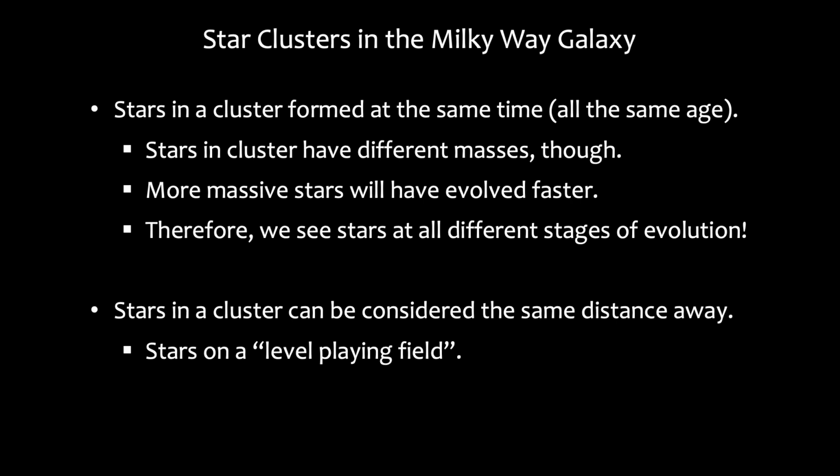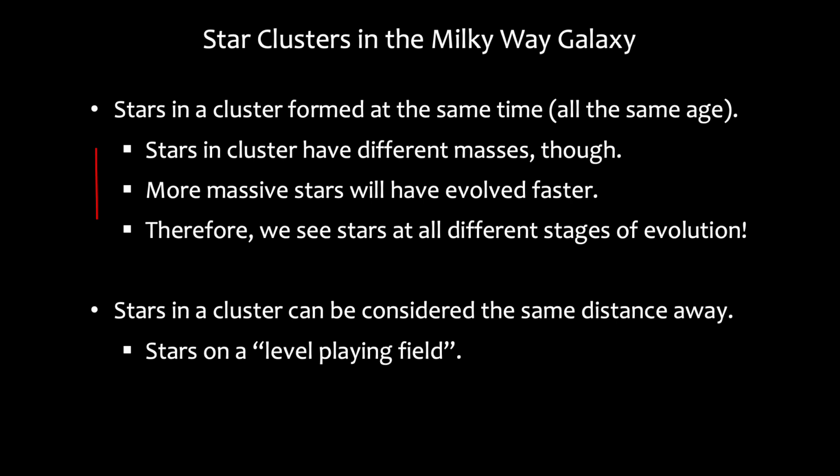Again, observationally, this tends not to be an issue, because even if there's one star that somehow gets too close and is misidentified as a member, the safety in numbers is not going to cause too much problem in the grand scheme of things. Okay, and so stars in a cluster have different masses, but more massive stars will have evolved faster, and therefore we see stars at different stages of evolution.